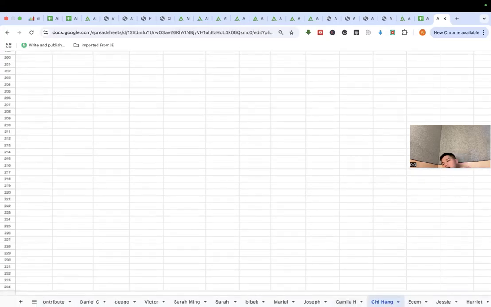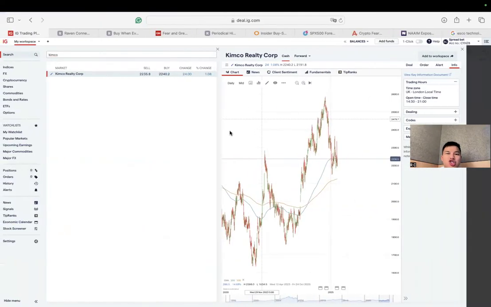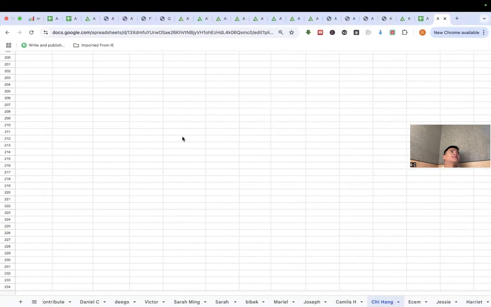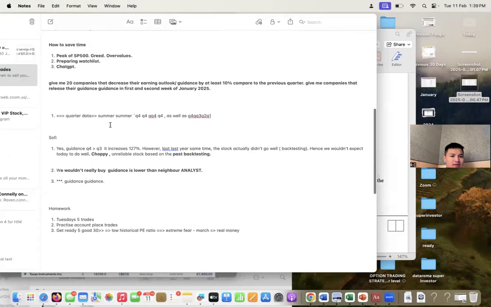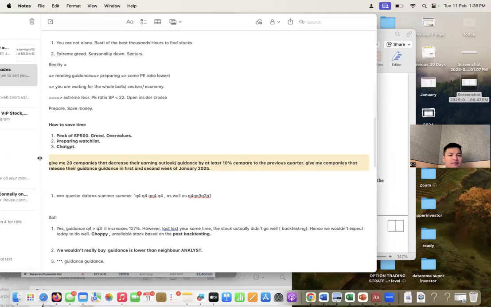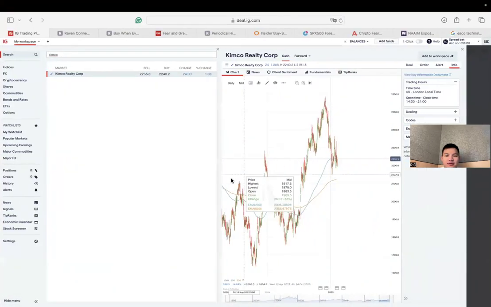Okay, Chihan was asking about a market screener. If you're in the apprenticeship training, you're gonna get it for free. If you don't have it, you can use ChatGPT to help you. Go on ChatGPT and type this: Give me the 20 companies that decrease their earning guidance by at least 10%. I'm going to type it for you right now.